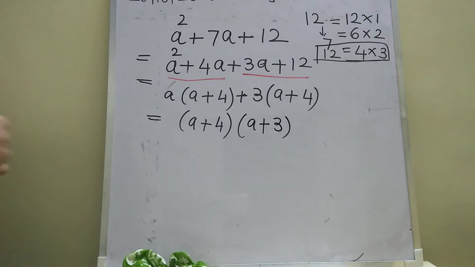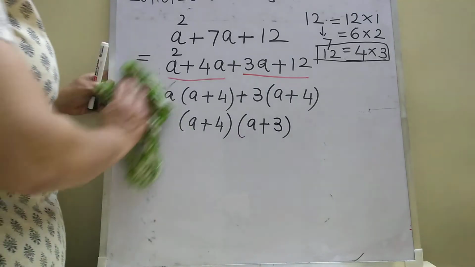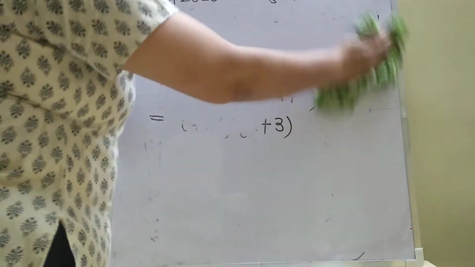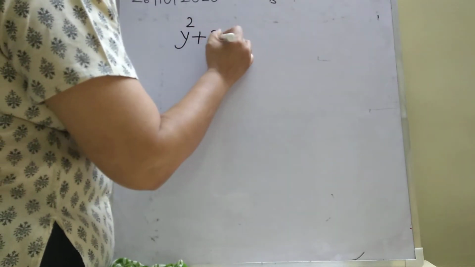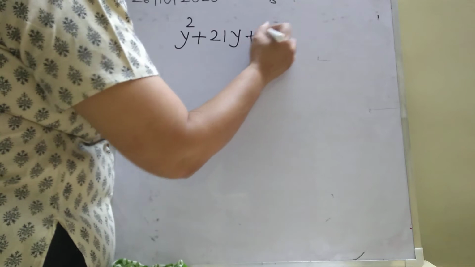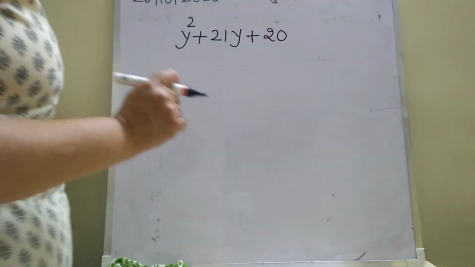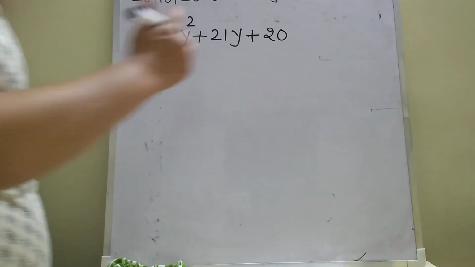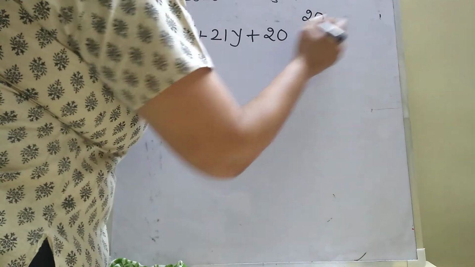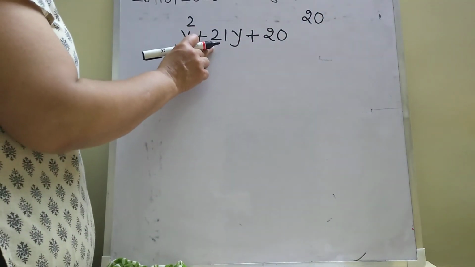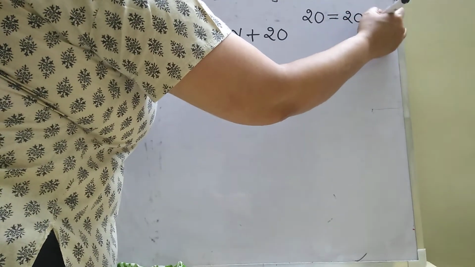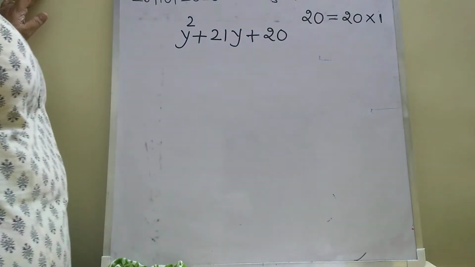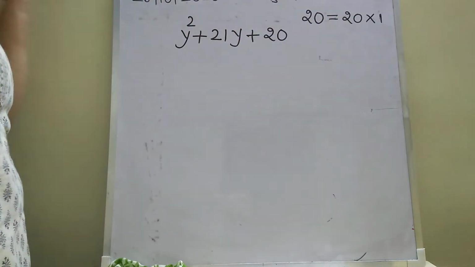Okay. Let us see one more example. I hope you understand. Now you can tell me the factors. Let us say y square plus 21y plus 20. Now which number are you going to factorize? 20. You are going to factorize 20 such that 21 should be the addition. What are the factors of 20? 20 multiplied by 1. Always write the first factor. And 20 plus 1 gives you 21.